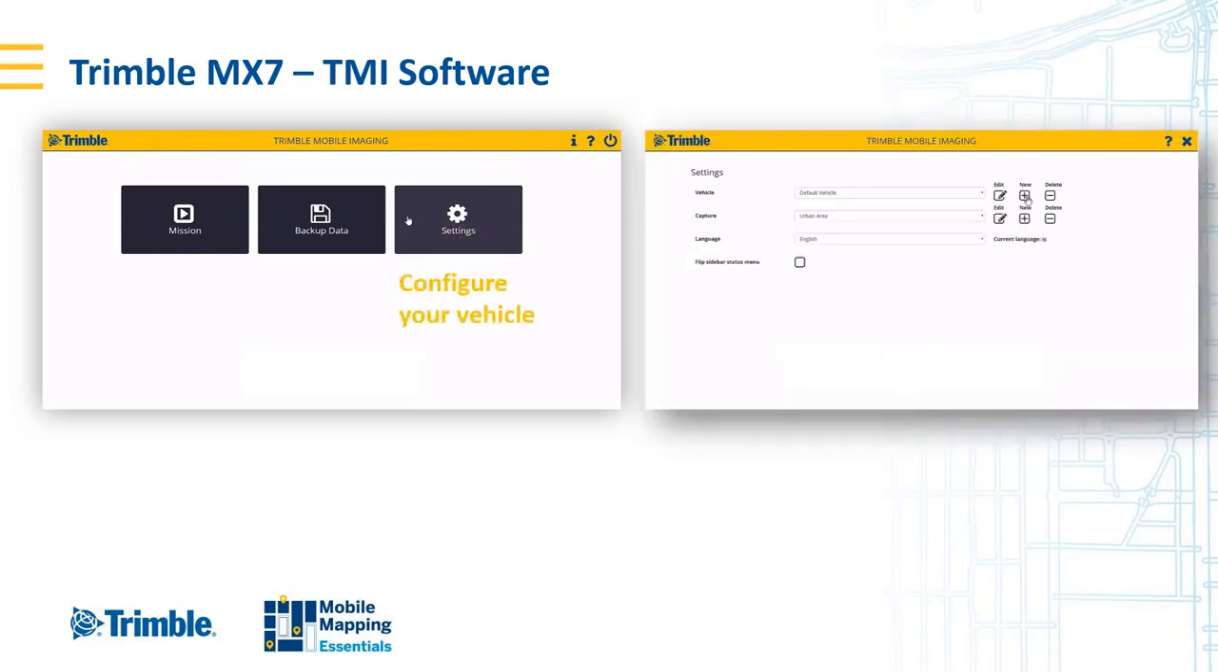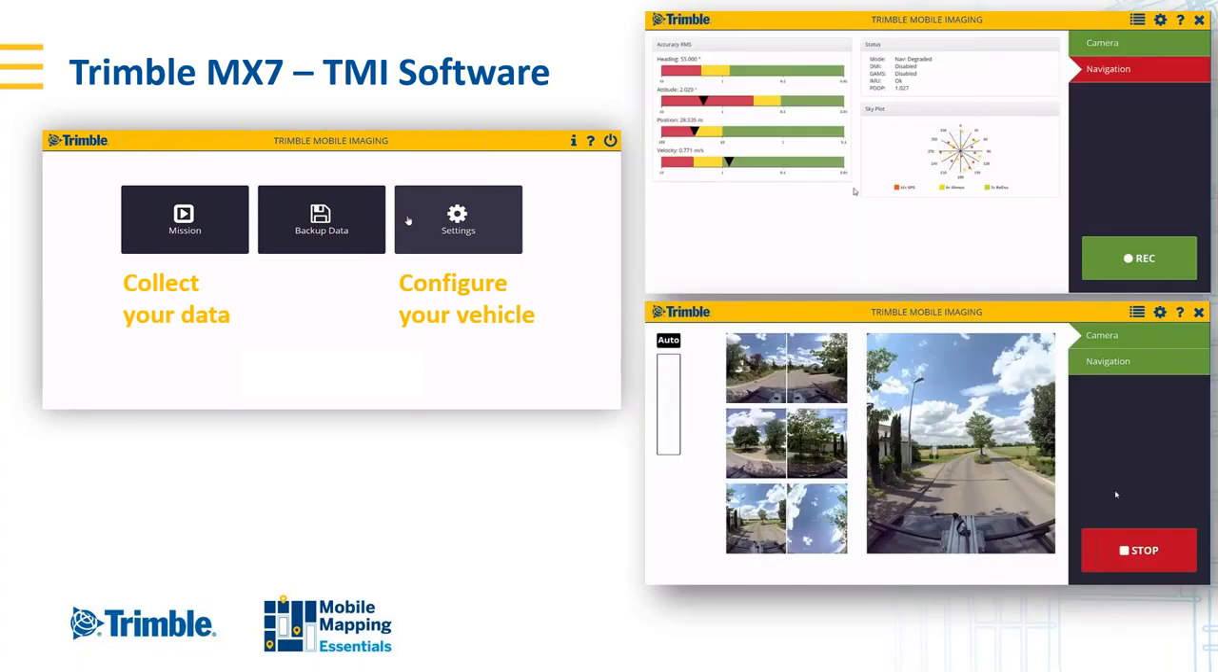So basically, there's a settings tab that allows you to set up some very basic parameters around the vehicle. You can give your vehicle a name. You can decide what interval you want to capture images at, that kind of thing. Then there's the mission screen itself. The data capture project we call a mission. And then you see some very simple screens like this.